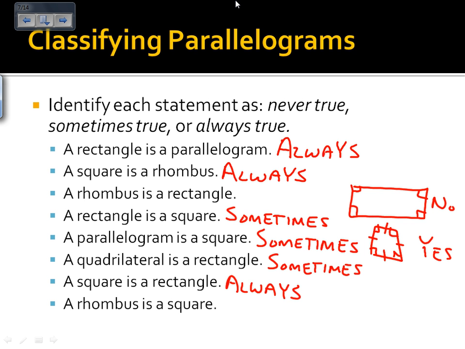A rhombus is a square. Take a look at your chart. Sometimes. Sometimes is correct. Alright, up here, please. A rhombus is a square. It's sometimes. Notice, are these rhombi square? Are these three out here squares? No. But are these squares? Yes. So notice how sometimes it can, but it doesn't always have to be. Okay? So this would be sometimes.